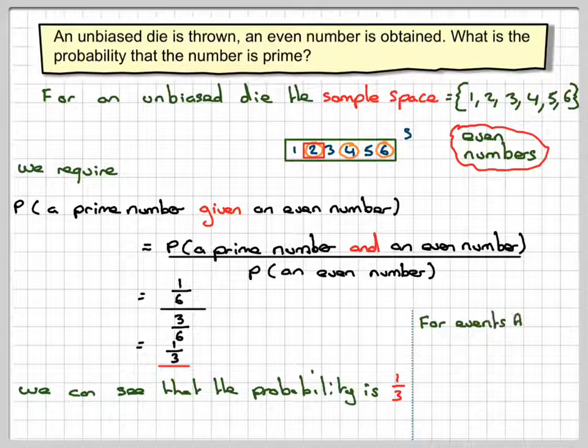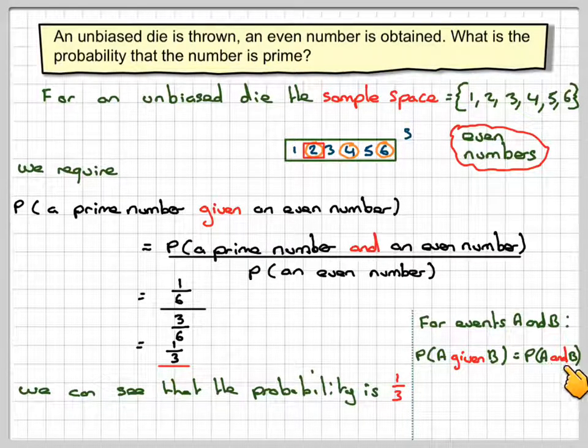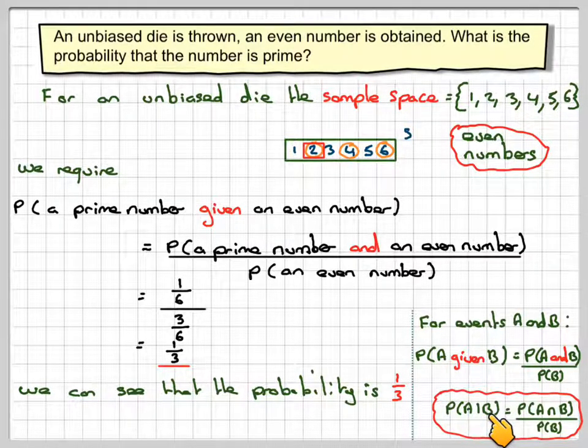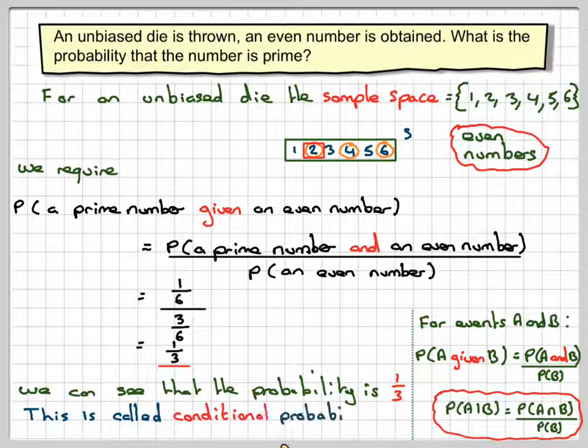So, for events A and B, the probability that A happens given B is the probability of A and B, the intersection, divided by the probability of B. And that is written as the probability of A given B, that's what the straight line means, is equal to the probability of A intersection B divided by the probability of B. You should think of it that these two letters here have to be the same. And this is an important formula which you need to learn. This is called conditional probability.